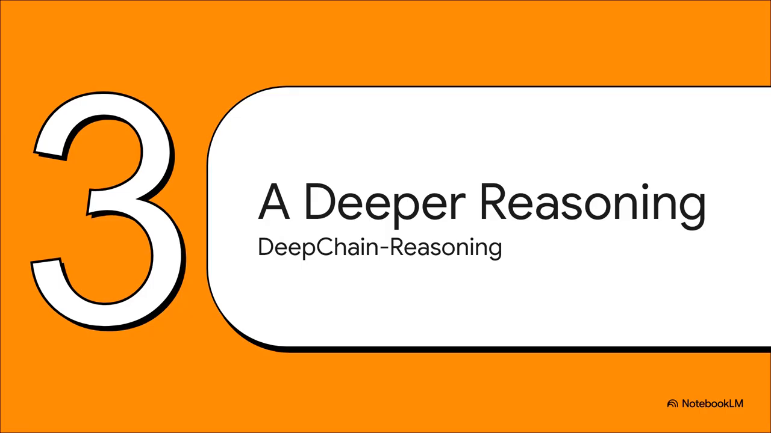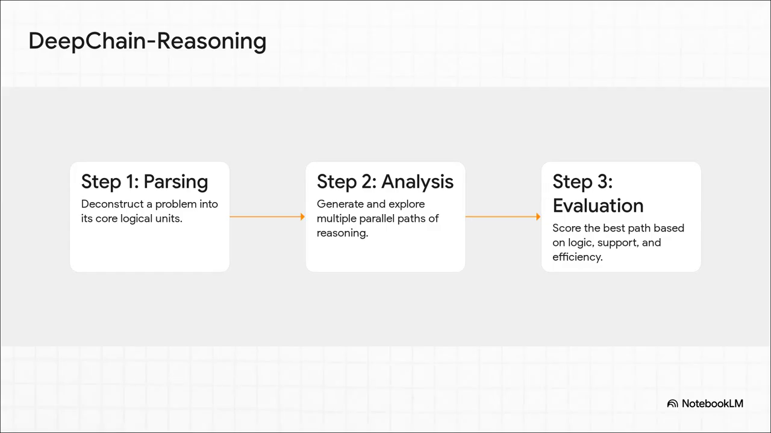Okay, so we've got the engines of thought and we have an ethical compass. But how does it all connect? Well, the design introduces this really sophisticated process for thinking, a technique it calls deep chain reasoning. This process is broken down into 3 main steps. First, it takes a problem and deconstructs it into its most basic, fundamental parts. Second, it generates and explores multiple, parallel lines of thought, all at the same time. And finally, it evaluates all of those paths, scoring them on things like logic, evidence, and even efficiency to find the absolute best solution.